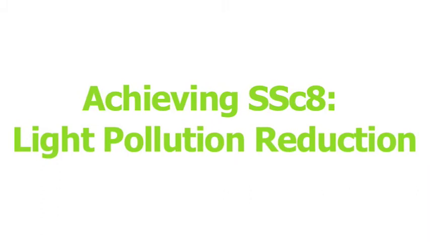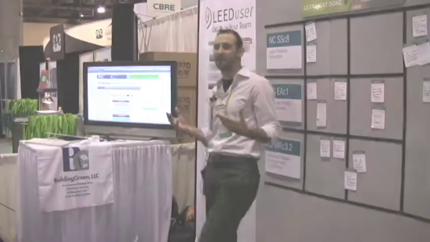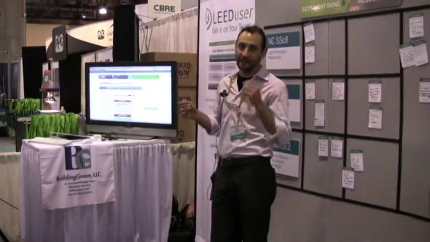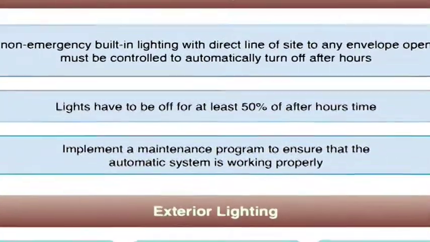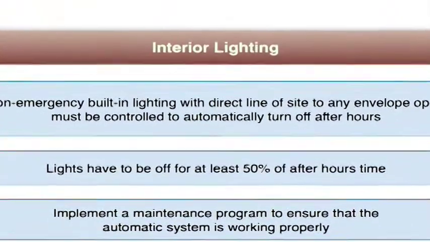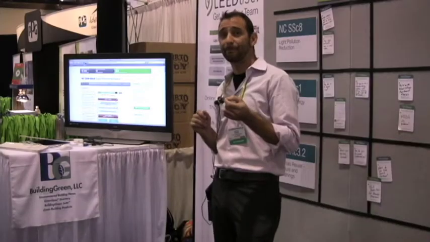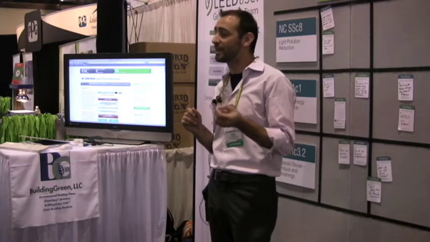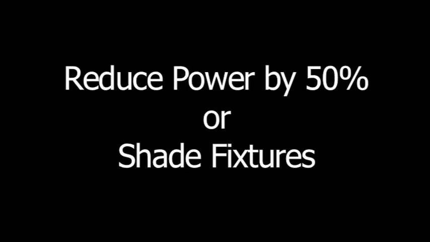They've done this sort of tricky thing where they've tucked energy conservation into the light pollution credit. We spent a lot of time on the LEED user site trying to go through what the requirements are and explain what this credit's all about. They've changed the interior lighting requirements so that there's two options. One is you could set up some fancy lighting controls so that you actually are reducing the lighting power input to any fixture you see from outside your building by 50%.